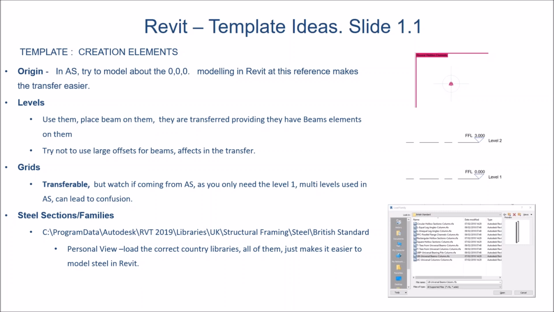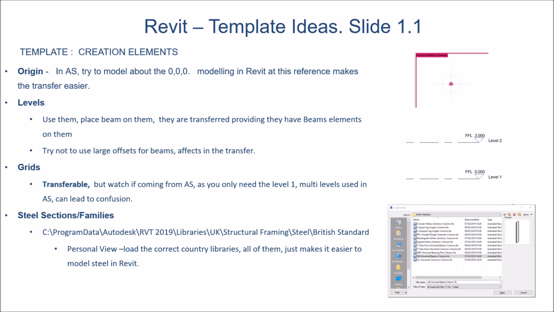So I found it was easier to just load everything in my template so that I had the full library of all the steel sections that were approved. I didn't have to go off and keep loading families to find the particular section size I wanted. Now, that makes the file a little bit bigger, but that's the way I was used to working inside Advanced Steel, having full access to a library.